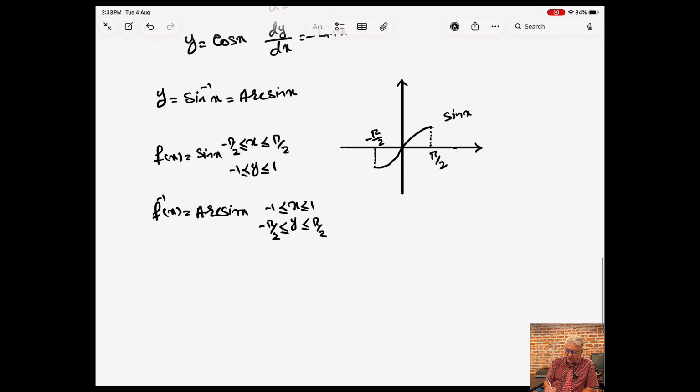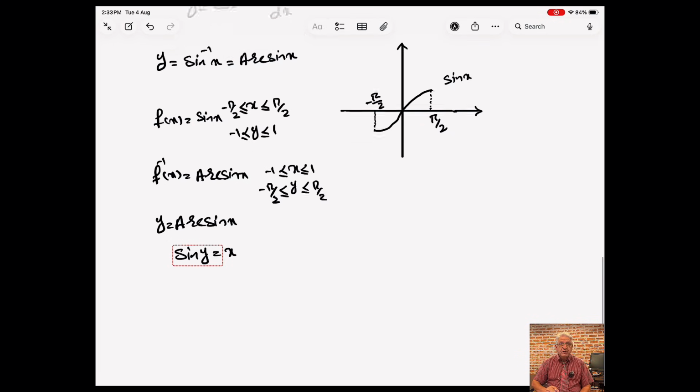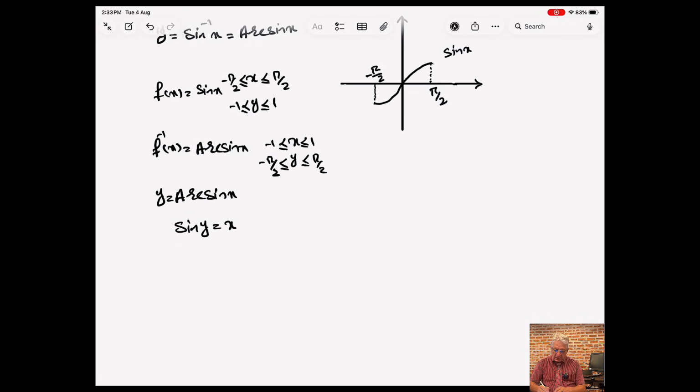Okay. We are using this fact, and we are doing this. And what is the meaning of that? y is equal to arc sine x. This means sine y is equal to x. Now I can differentiate x with respect to y. Then I can say dx by dy is equal to cos y, which gives us dy by dx equal to 1 over cos y.